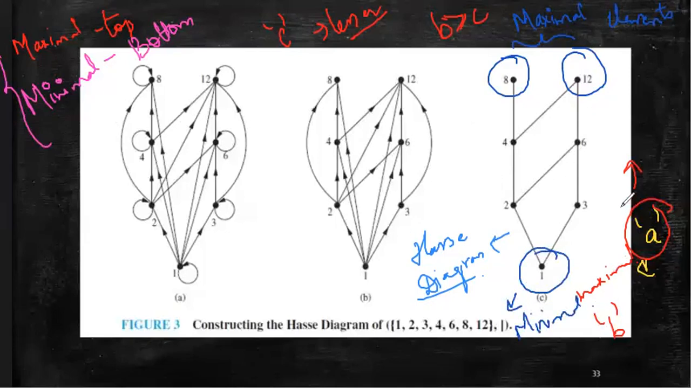Now, one thing to be noticed over here is that we can have more than one maximal element and more than one minimal element. That is, whenever we are talking about maximal and minimal elements, we may or may not have more than one element.